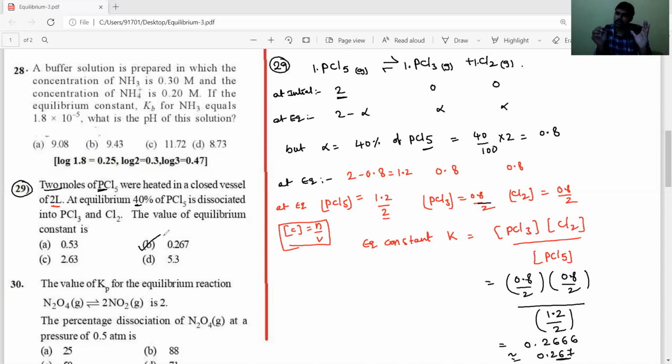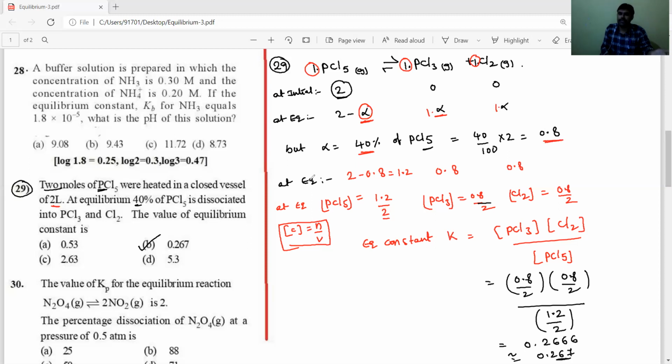So here we have to remember at the equilibrium state how many moles of PCl5, PCl3 and Cl2 are present, that we have to calculate. Initially they gave 2 moles of PCl5, but at the equilibrium state how much amount of PCl5 is decomposing? 40% is decomposing. Let the amount decomposed be alpha. If alpha amount is decomposed, then alpha is formed, because it is 1 mole and it is also 1 mole, that's why alpha and alpha are formed, but alpha is equal to 40% of PCl5. Then 40% of PCl5 means 40 by 100 into 2, which is 0.8.